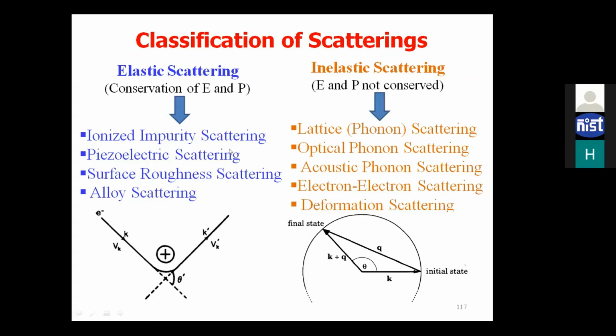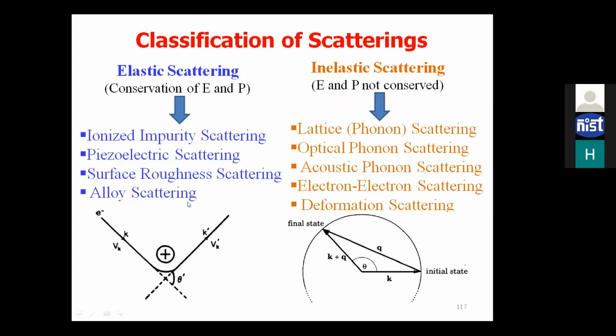So specifically in today's lecture, I will focus on ionized impurity, surface roughness, and alloy scattering, because when we study scattering and transport, that is mobility, we study it at low temperature. Normally at low temperature, ionized impurity, surface roughness, and alloy scattering contribute, or these are the deciding factors which decide the mobility.